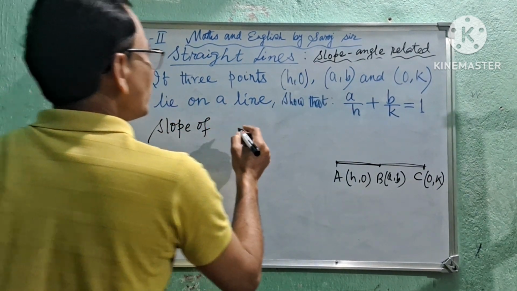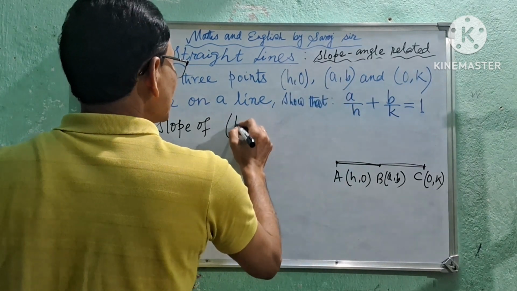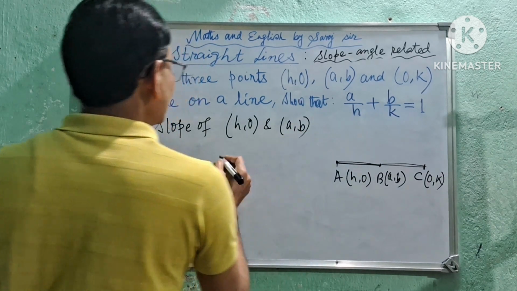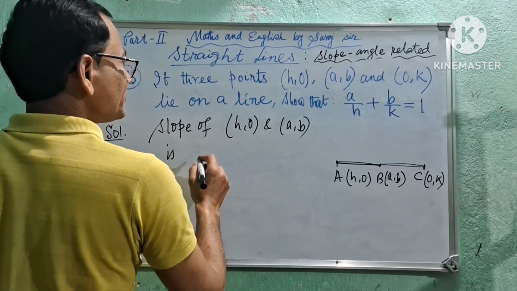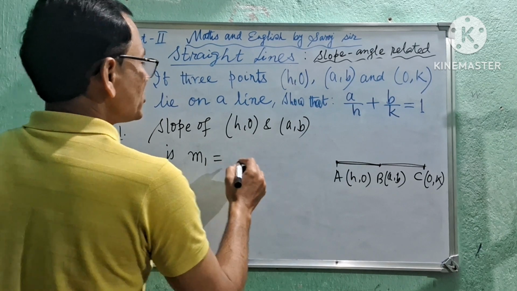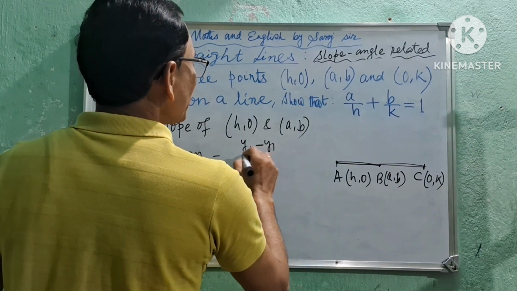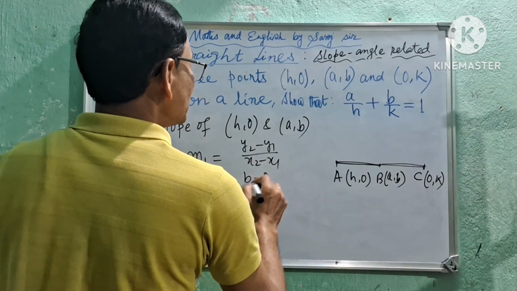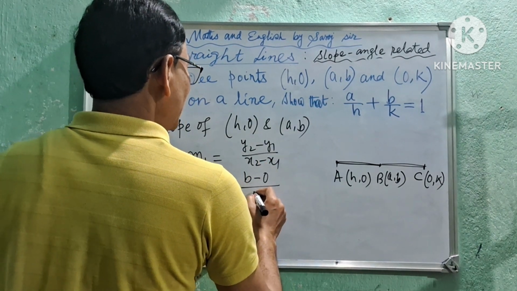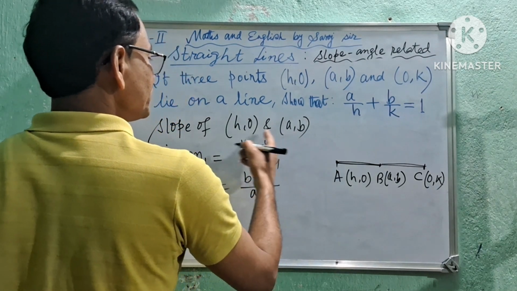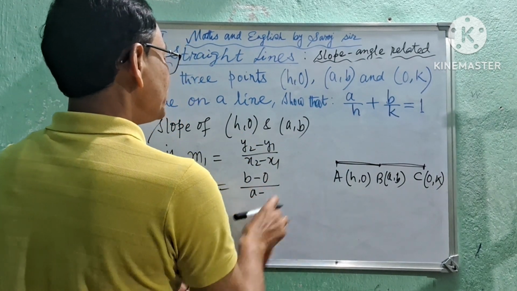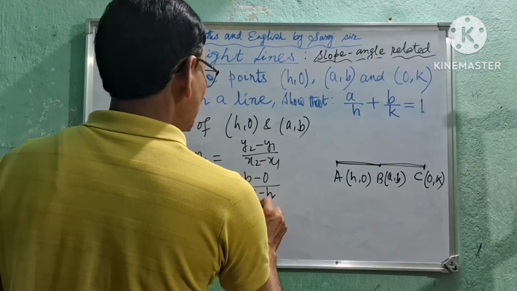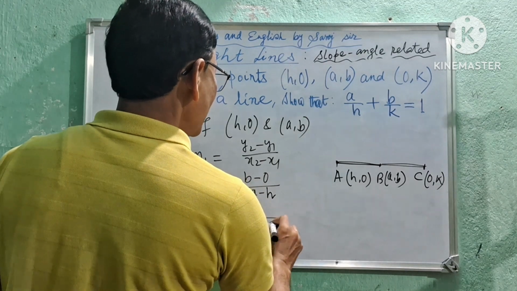Slope of the first 2 points, (h, 0) and (a, b), is M1 equal to y2 minus y1 upon x2 minus x1. y2 means b minus 0 upon a minus 0. Sorry, a minus h, is equal to b upon a minus h.